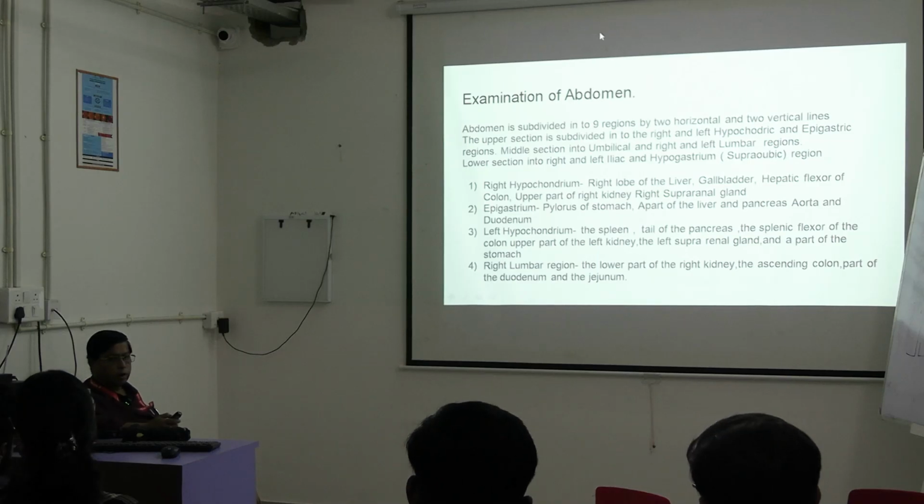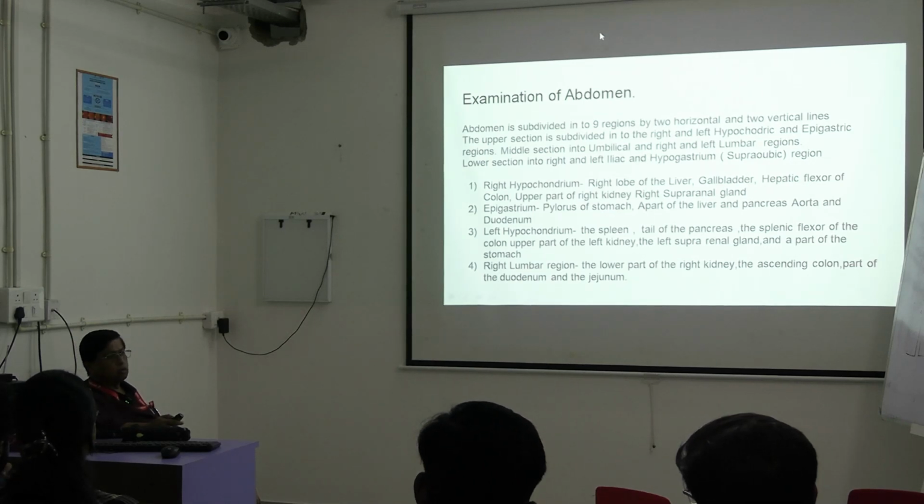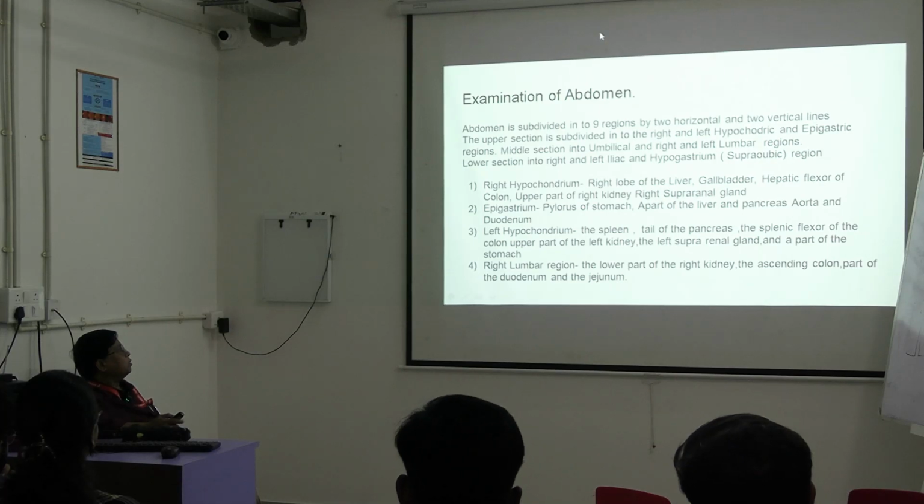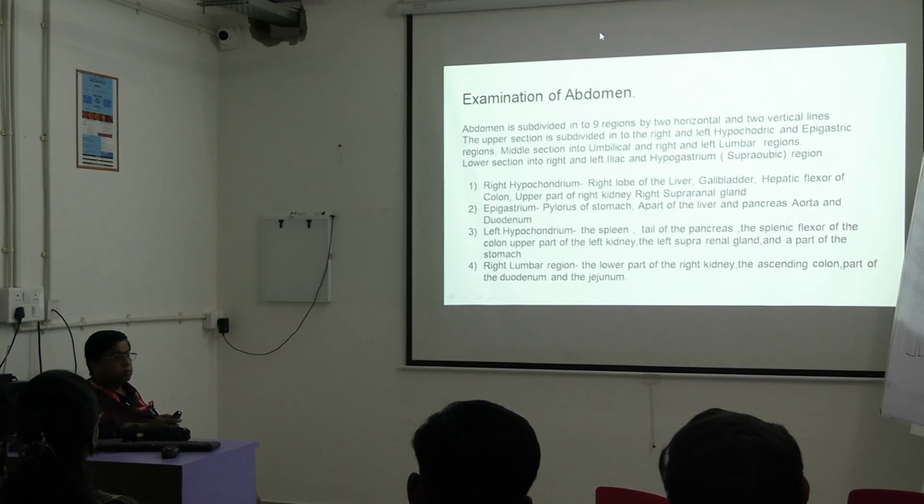These are the 2 horizontal lines, and the 2 vertical lines are the mid-inguinal lines. Draw a straight line along the 2 mid-inguinal points. That is 2 longitudinal lines and 2 horizontal lines. This will divide the abdomen into 9 compartments. Now we will discuss which compartment contains which organs.